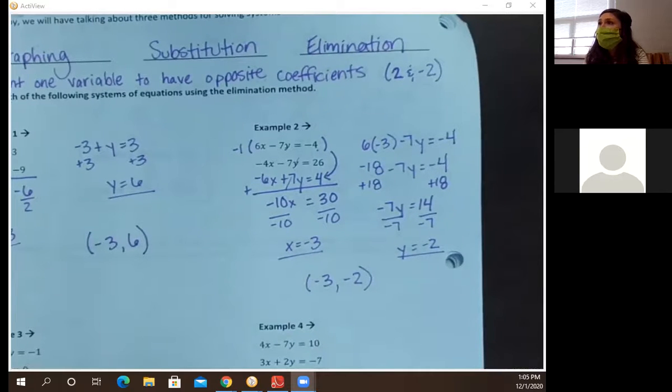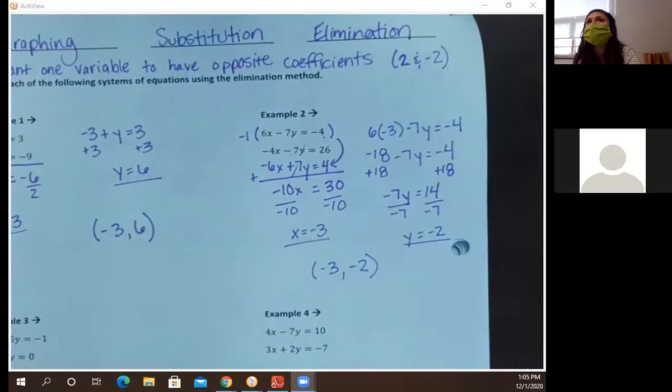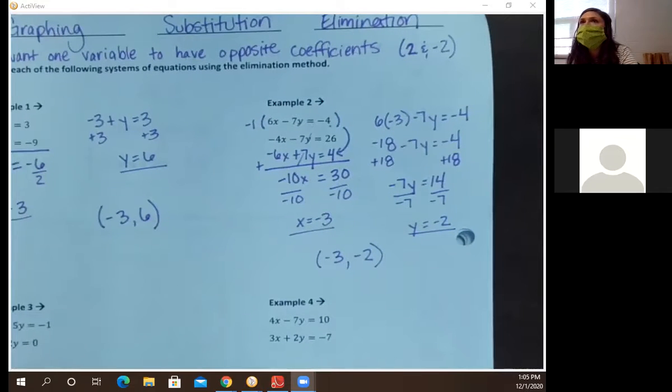Questions for me so far? Okay, let's hop on down to example 3. I see a couple people still writing, so I'll hold on a second.